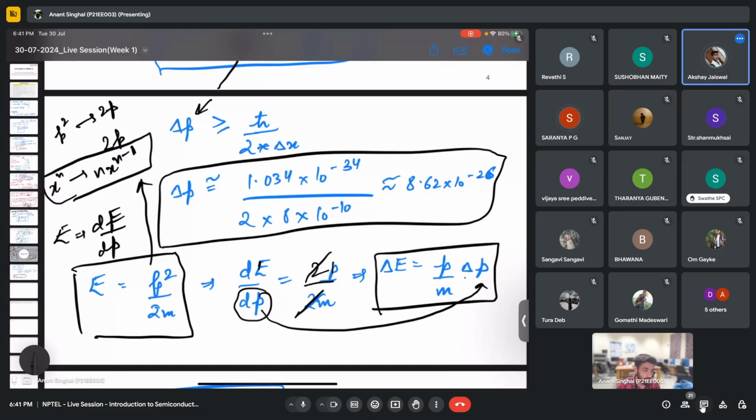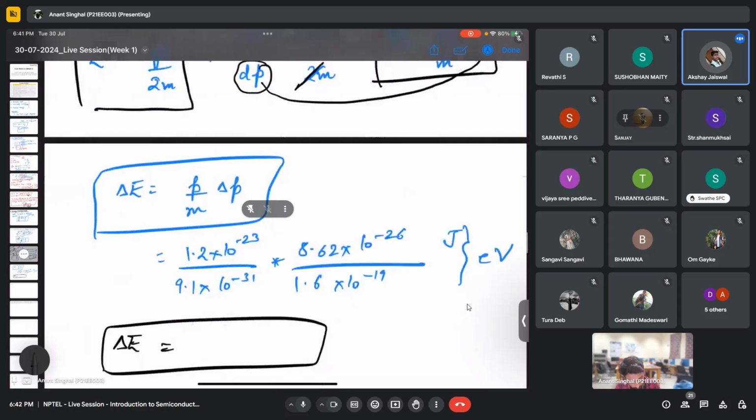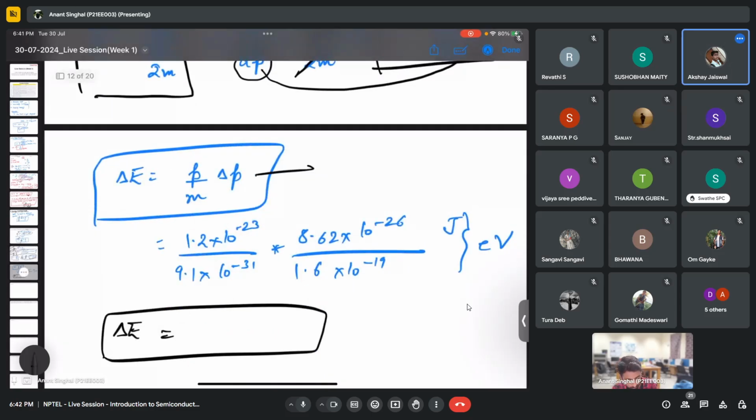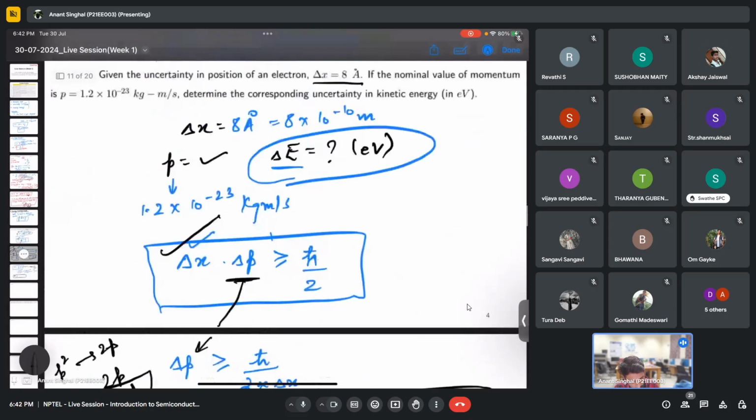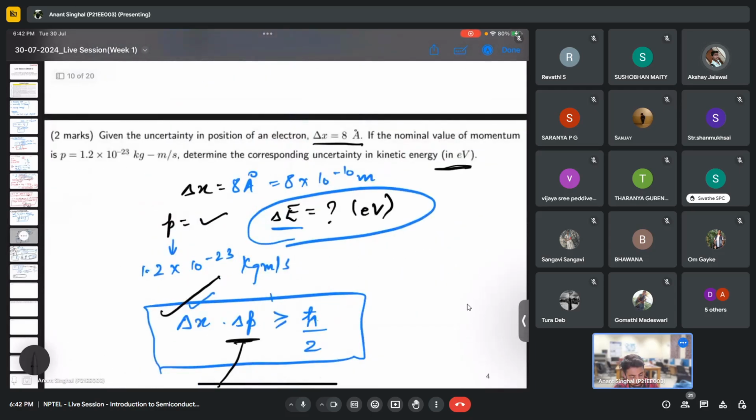Sir, why did we divide by 1.6 into 10 to the power 19 in the end? So this energy was in joules. To convert it into electron volts, we know that 1.602 into 10 to the power minus 19 joule is 1 electron volt. So the question has asked for the energy in electron volts.